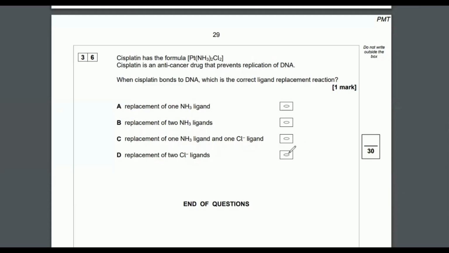And if you don't know that, I suggest you make a little revision card on cisplatin and learn that up. It's one of those specific things that will separate the superstars from the stars. So if you want to be a superstar, an A-star student, you need to know little details like that about cisplatin.